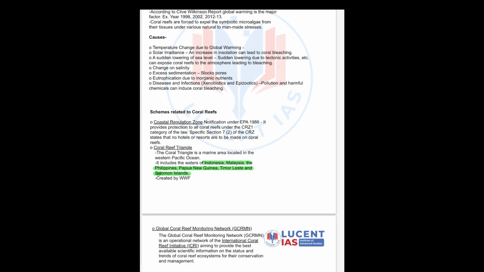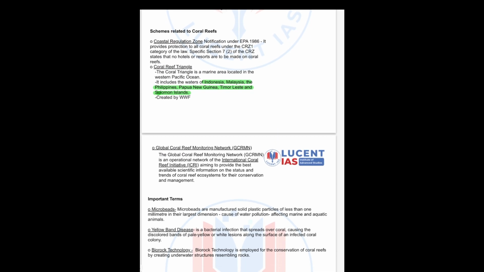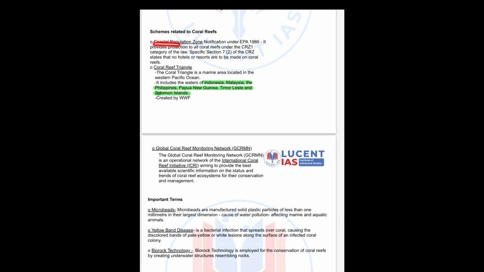Clear? Next we see what are the schemes related to coral reef. One is the Coastal Regulation Zone of India, notified under Environmental Protection Act 1986. It provides protection to all coral reefs under Coastal Regulation Zone 1 category of law. Then Coral Triangle. Coral Triangle is a marine area located in the Western Pacific Ocean. It includes Indonesia, Malaysia, Philippines, Papua New Guinea, Timor-Leste and Solomon Islands, created by Worldwide Fund for Nature.